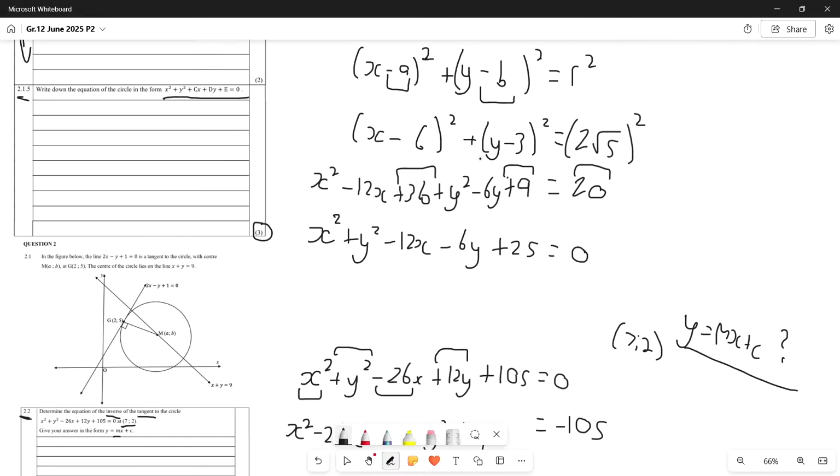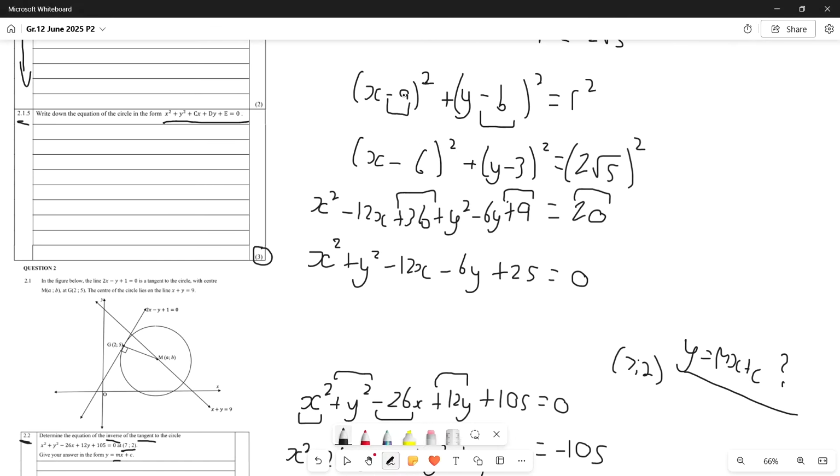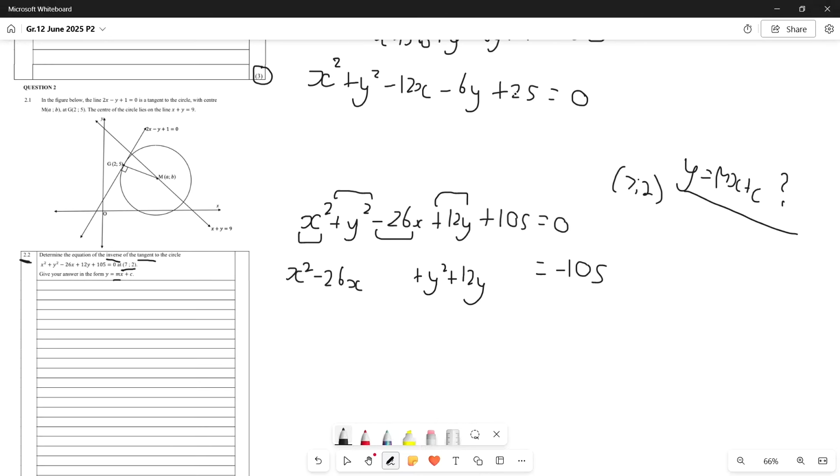So now what we have to do in order to get our brackets, the x minus a and the y minus b, is complete the square. And in order to complete the square, what we do is we divide this guy by 2 and then we square that value.